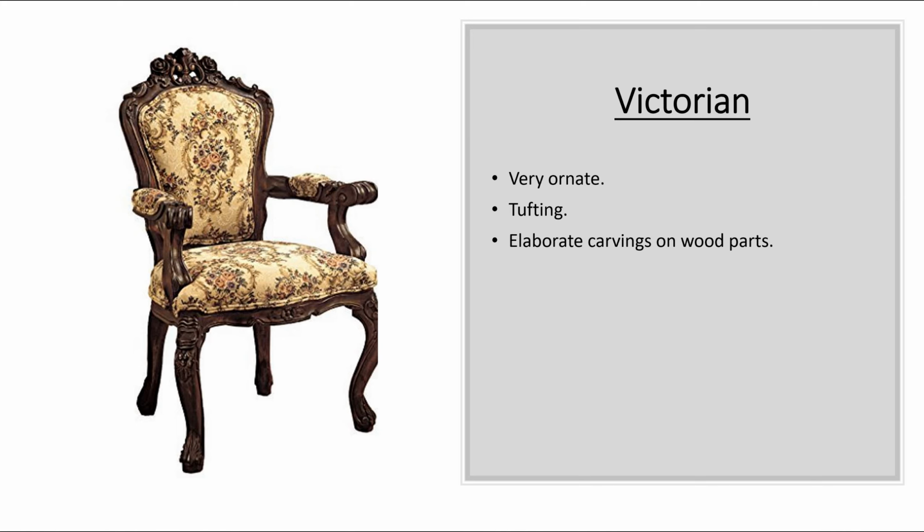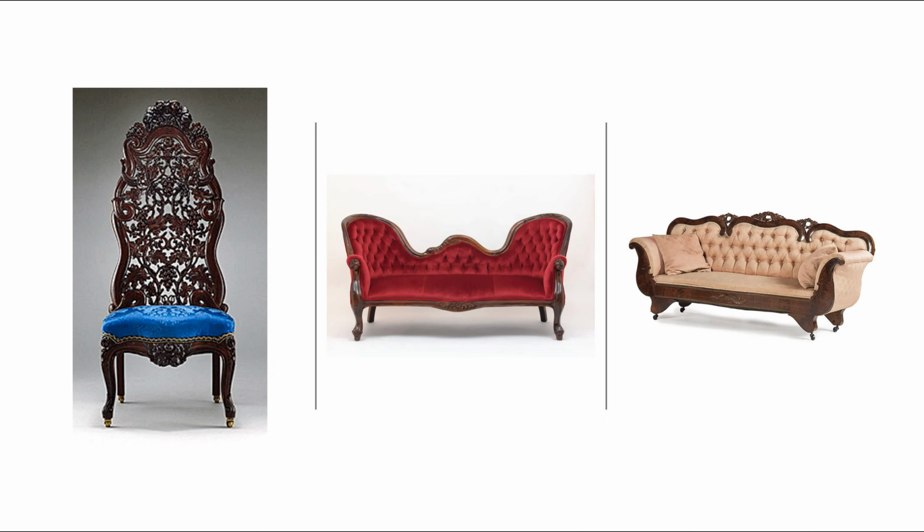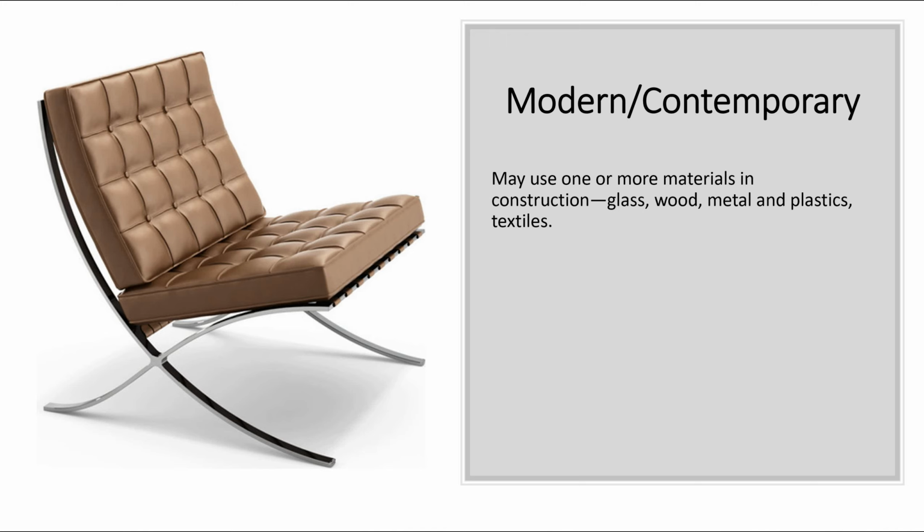And then we have our Victorian. This is like the Victorian style house. Very, very ornate. It has tufting to it, and it has very elaborate carvings on wood parts. Here are some examples of some Victorian features. Also, you can see that red couch in the middle is an example of a very dramatic camelback couch. Those are considered Victorian.